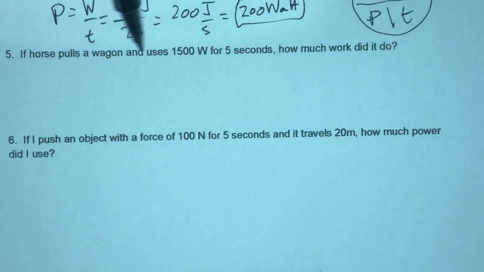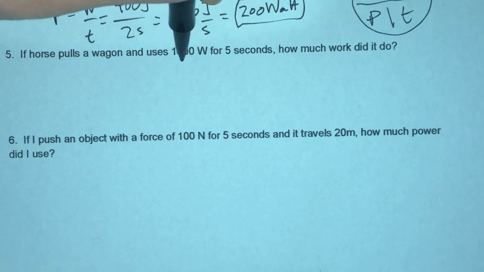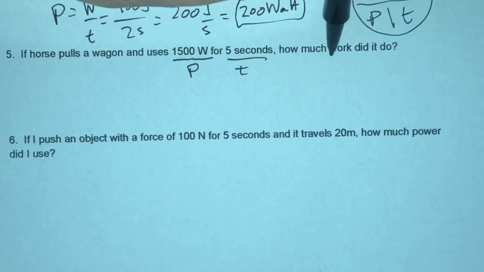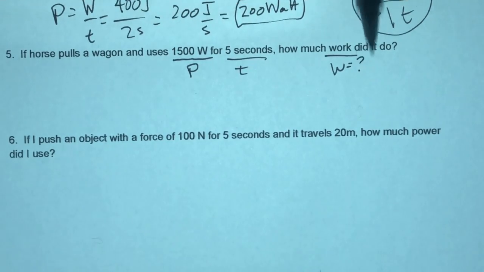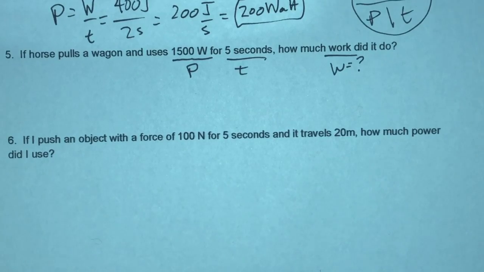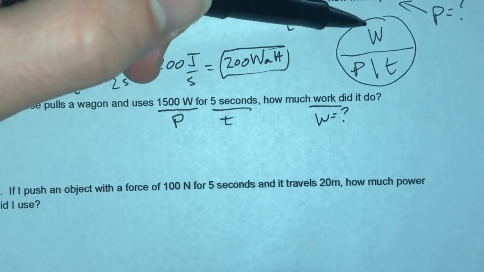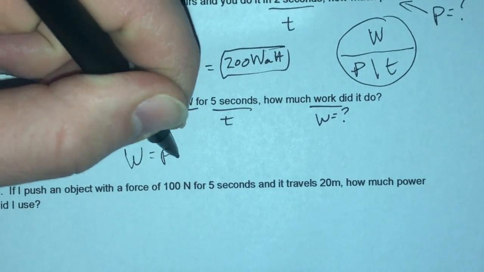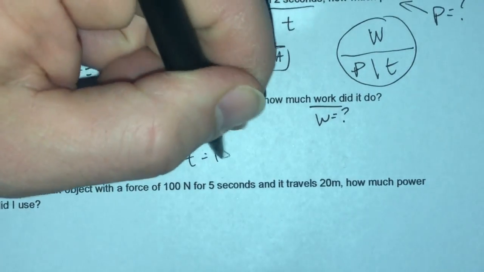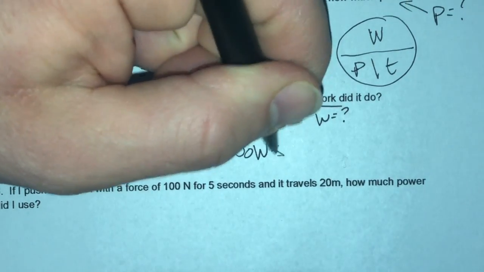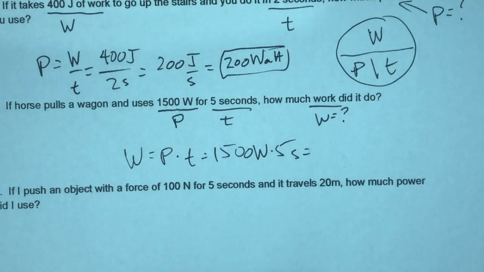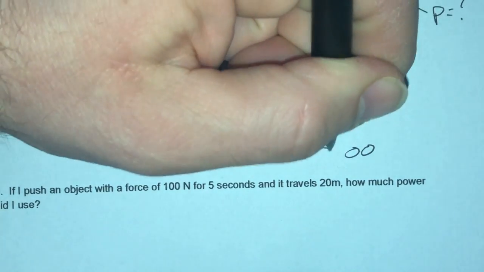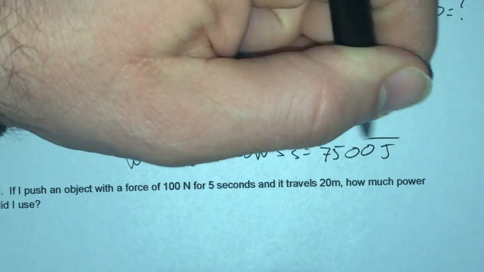If a horse pulls a wagon and uses 1500 watts for 5 seconds, so 1500 watts is power, 5 seconds is a time, how much work did it do? That is obviously asking for work. So how do we do that? Work equals power times time. So 1500 watts times 5 seconds equals 7,500 joules.